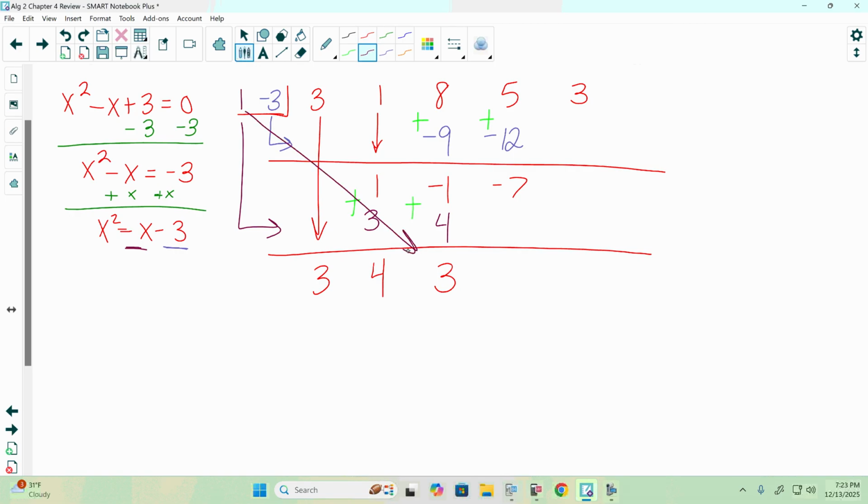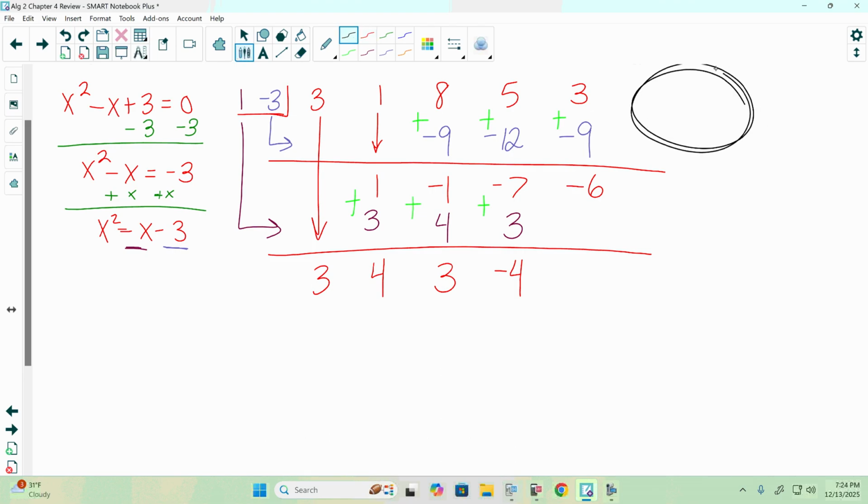1 times our 3 is going to give us 3. And negative 3 times 3 is still going to be negative 9. And then we're going to add straight down. We're going to add this negative 7 plus 3 first. Negative 7 plus 3 is indeed negative 4. And then we're going to add this 3 and negative 9. 3 plus negative 9 is negative 6. Now, because we don't have any other numbers up here to multiply or to work with, we bring the negative 6 down.